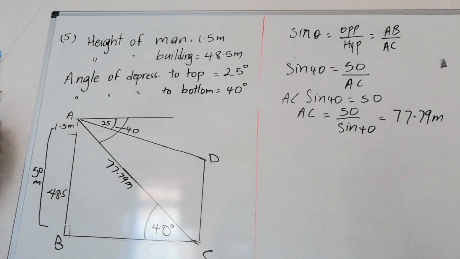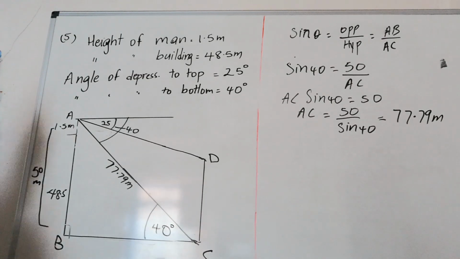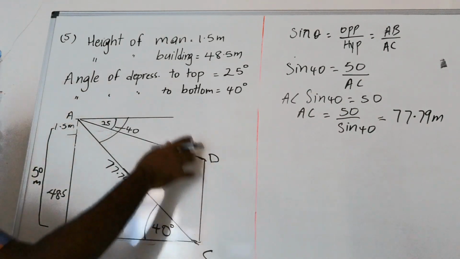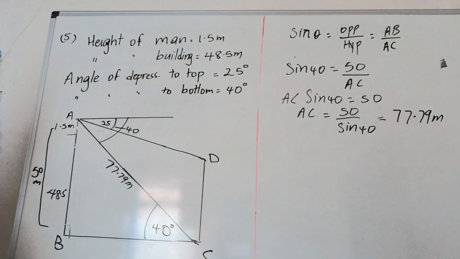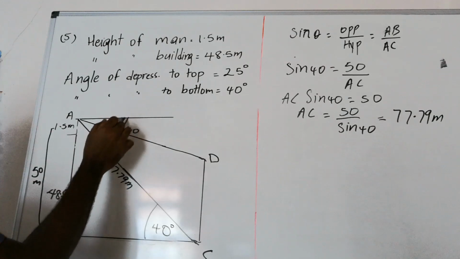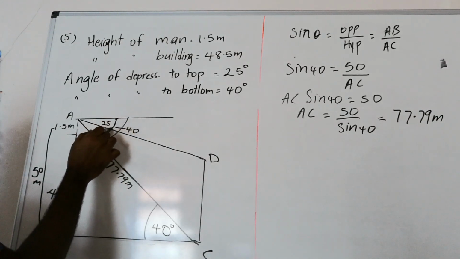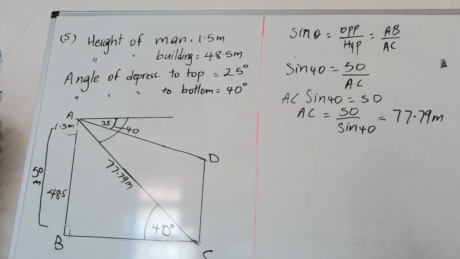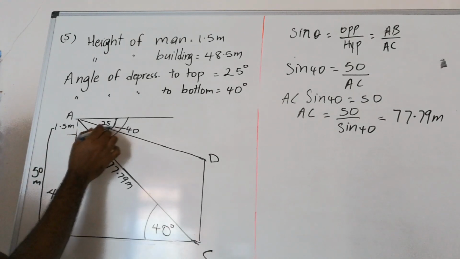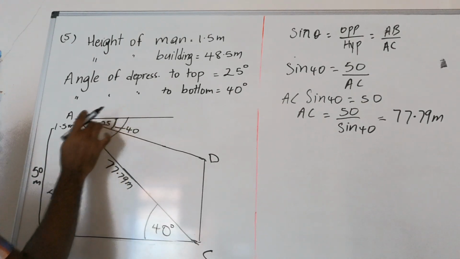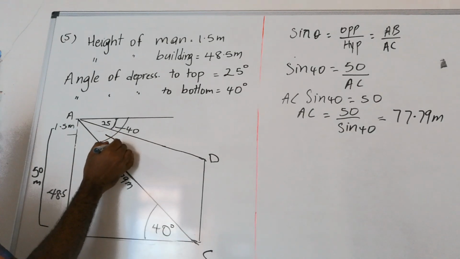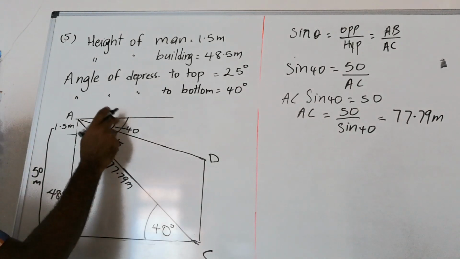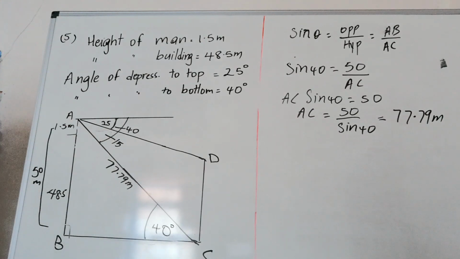Now, the next thing we're asked to find is the height of the building. We want to find the height CD. So let's look at this triangle and note some things we can observe. If the entire angle here is 40, and this angle here gives us 25, it means that the angle here will be the difference between 40 and 25. So this angle here will be 15 degrees. So the 15 plus 25 will give us 40. So we can find that angle here.